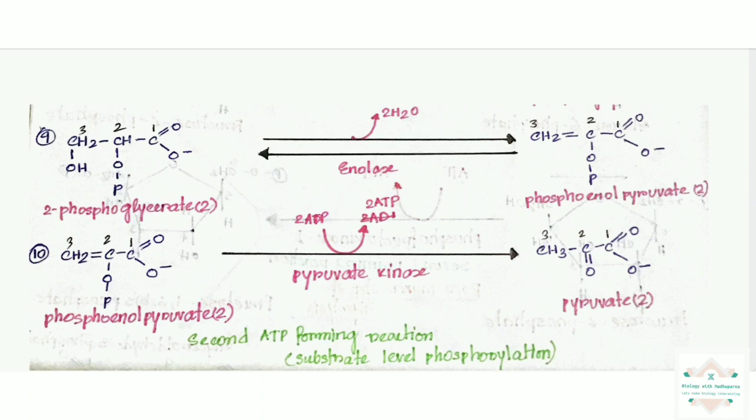And this is the second ATP forming reaction. And one more thing, the 7th reaction, which is the first ATP forming reaction, and this 10th reaction, both are substrate level phosphorylation reactions. While discussing it in detail, I will tell you what substrate level phosphorylation is. So this is our whole glycolysis pathway.